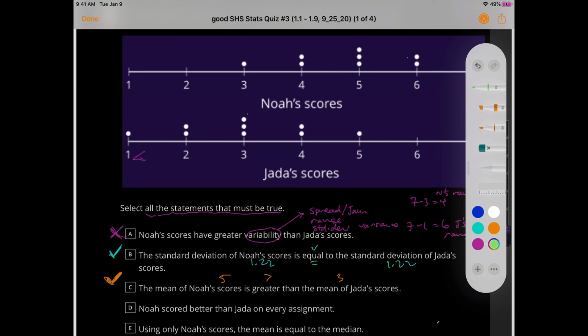Noah scored better than Jada on every assignment. Okay, so every is an absolute word. So for example, just pick a score like 3. But does that beat Jada's score of a 5? Is 3 greater than 5? That would be false. So I'm even using math and the visuals, right? 5 is higher than 3, but better means that Noah's score should be bigger than 5. It's not, so it's false. And the last one.